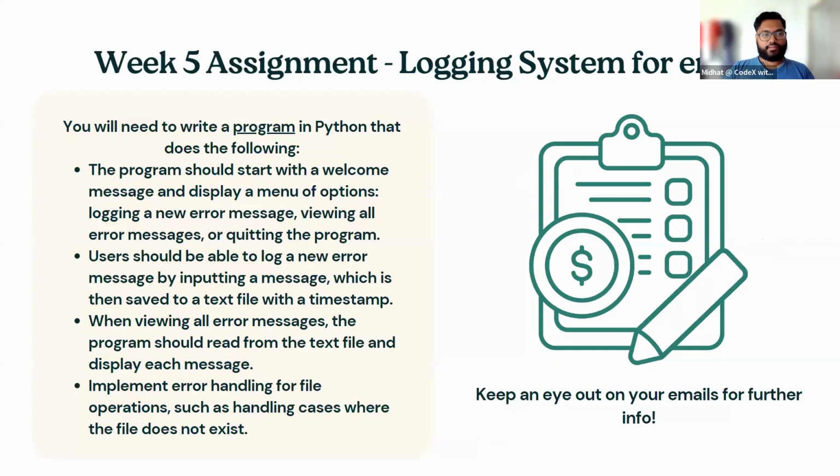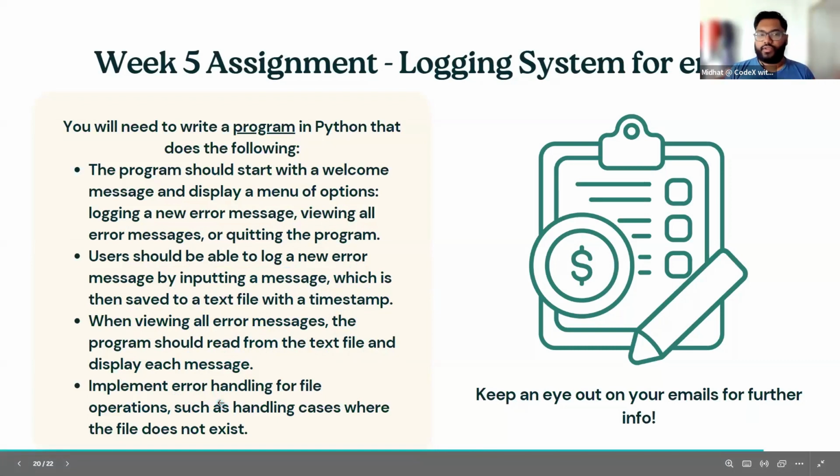The assignment for this week is effectively the same as what we've done. It will just be an error logging system instead of a diary entry system. So if you've managed to get the code working for today, it should be very similar. All you need to do is start with a menu displaying the options. You can either log a new error, view all the previous errors, or quit the program. Depending on the option you choose, you should be able to log a new error message by inputting the message, which is then saved to a text file with a timestamp, just like we did with the diary entries. When viewing all the error messages, the program should read from the text file and display each message. And then you should have some sort of error handling.